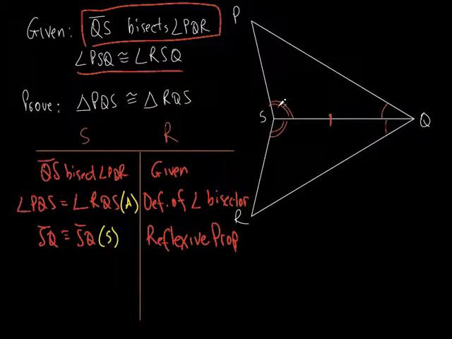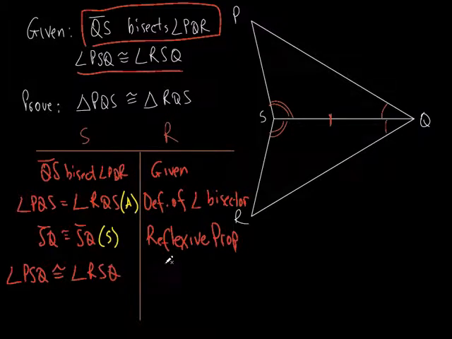Or you could have gone this angle first, right? Then this side, then this angle. It doesn't make any difference. So what are we doing now? These two right here. So angle PSQ is congruent to angle RSQ. And that is given. And again, you don't have to do this. I just kind of like to do this. That's our other angle, isn't it?